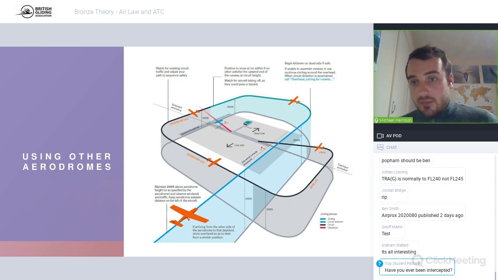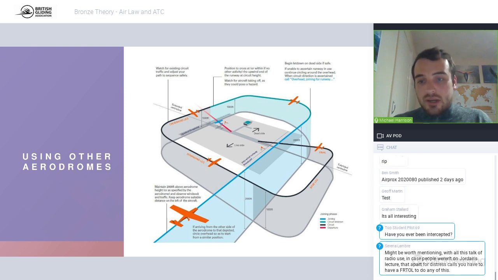If you can't do any of this for some reason, please just say on the radio so that they know you need to do something different. Don't just go off and do your own thing without telling anyone. That is poor airmanship.